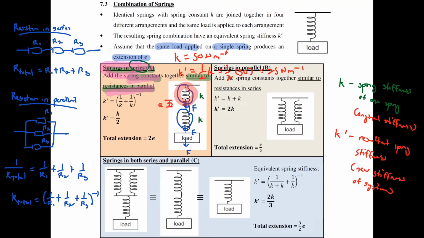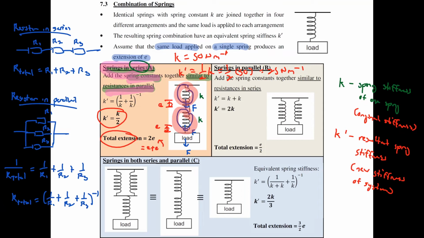And then for this second spring here, you again would have an extension of E. So your total extension is actually E plus E, giving you 2E for the system. Okay, so this is how you find the spring stiffness of the system and the extension of the system. All right, this is for springs in series.